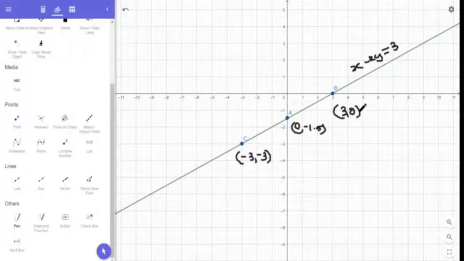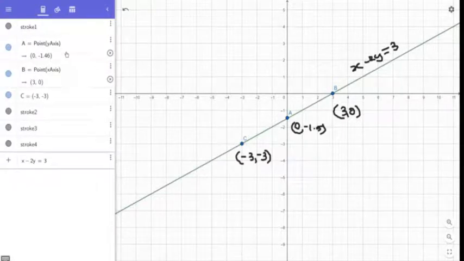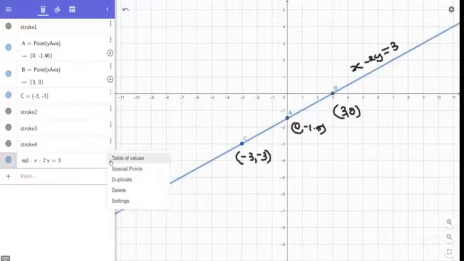Okay, now let us move back here and let us see the points. A is minus 1.46. I didn't touch it properly, that is why it is 1.5. Then B is 3 comma 0 and C is minus 3 comma 3. Isn't it? Now I'm going to give you the next equation. This equation I have given the color blue. It is in blue.